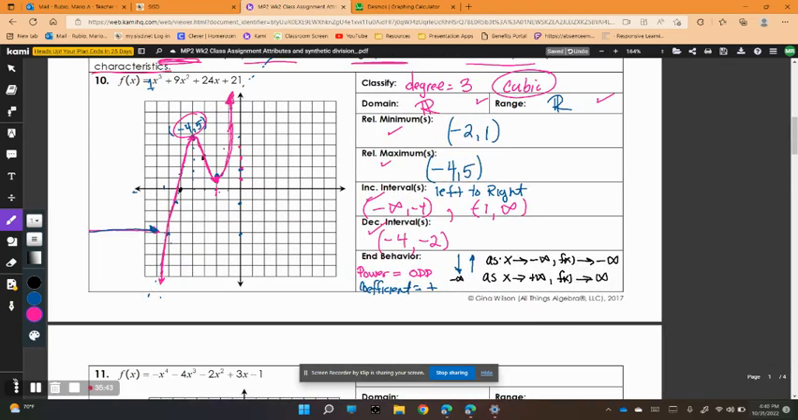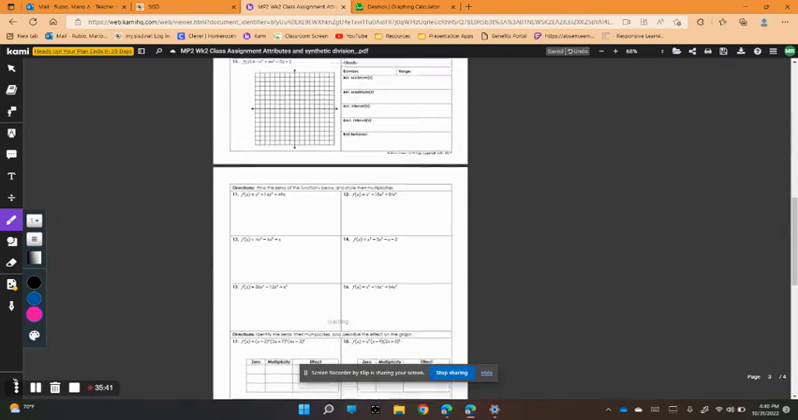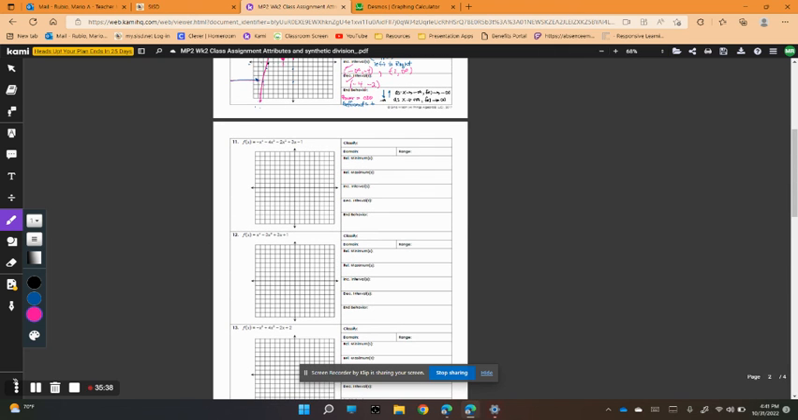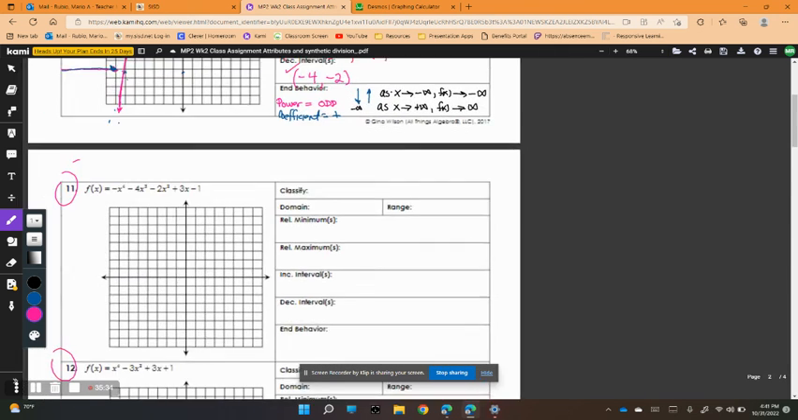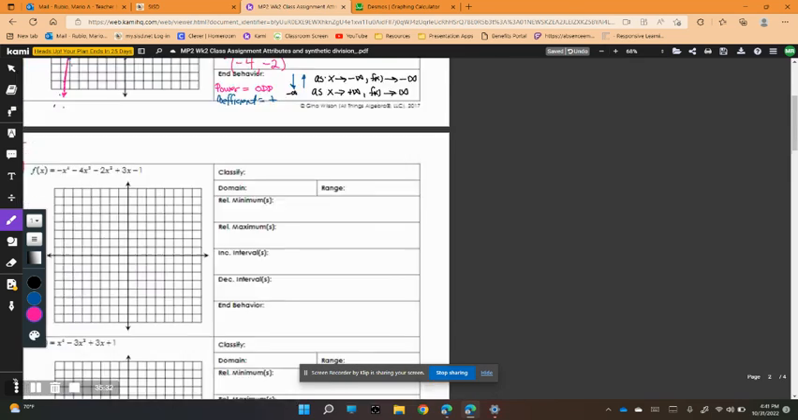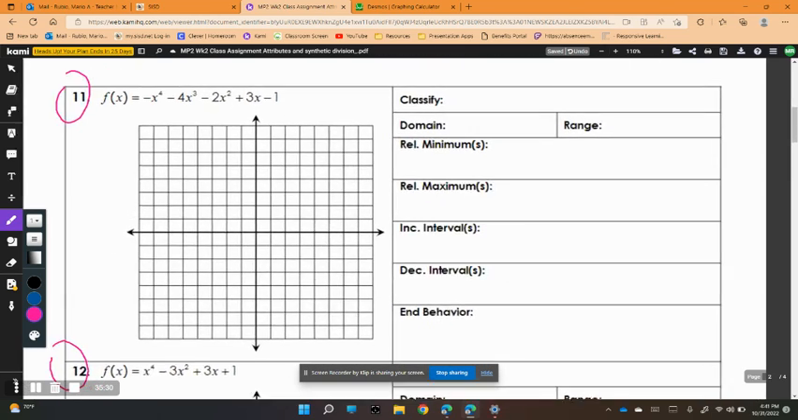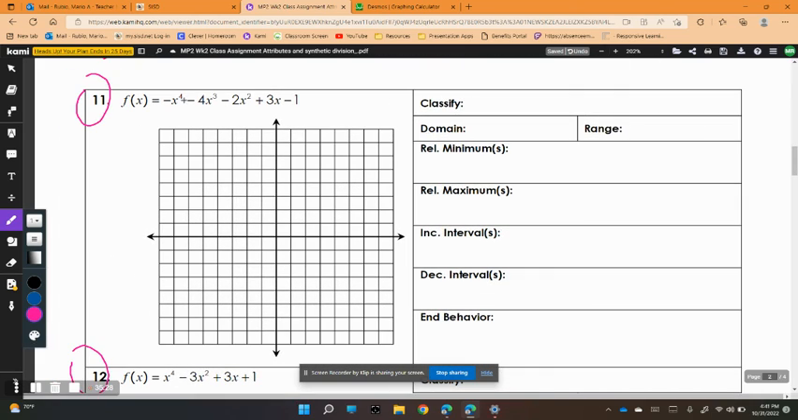So that's how we need to do all of the rest of the ones that have a graph, so that's number 11, 12, and 13. You're going to graph it in Desmos, and you're going to classify it. Let's take a look at number 11. The classify part is easy: you look for the term with the biggest exponent, and that's it. This is a degree 4. To find the domain and range, you'll have to graph it.